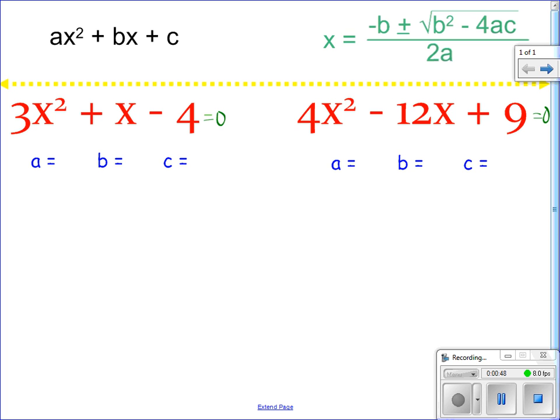So for instance, looking at this first one on the left, A is 3, it's just the coefficient, B is 1, and C is -4. Okay, so what you're going to do is put this into the quadratic formula. So we have -b, so this is now -1 plus or minus the square root of b squared. B squared is 1 minus 4ac all over 2a.